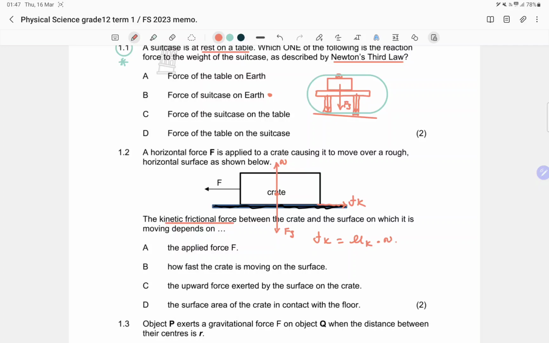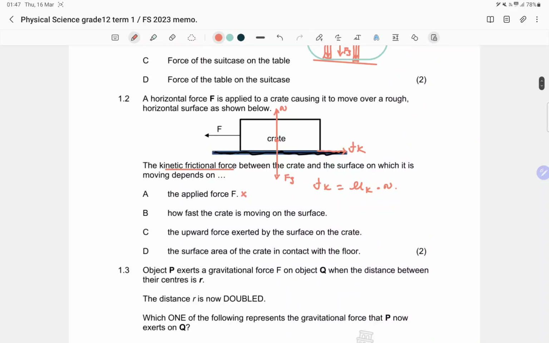So we know that this is the normal force. Normal force in this case is balanced by the gravitational force, so it depends on the weight or the normal force. So it is not necessarily anything else. Is it the applied force? No. It has nothing to do with the magnitude of frictional force. How fast the crate is moving is not responsible for that.